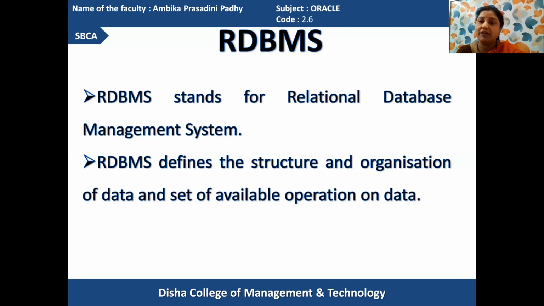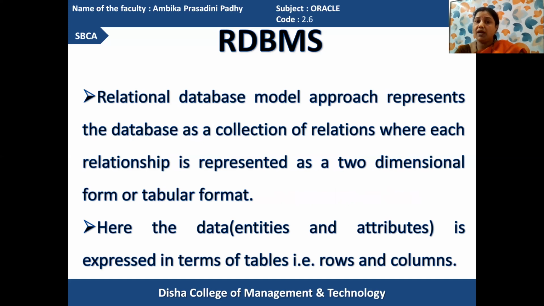So let us go to the area of RDBMS. In RDBMS, you have a relational database model, and the model represents the database as a collection of relations, where each relation is represented in a two-dimensional or tabular format. The data will be stored in database tables as a collection, and similar types of data will be stored in the database tables. You can call these the relations, and here the entities and attributes are expressed in terms of tables in rows and columns format.